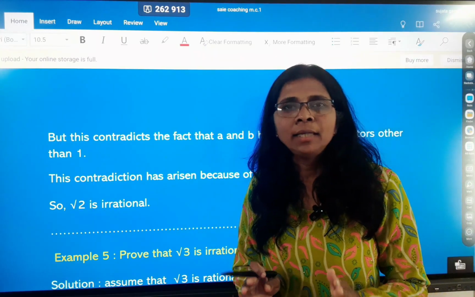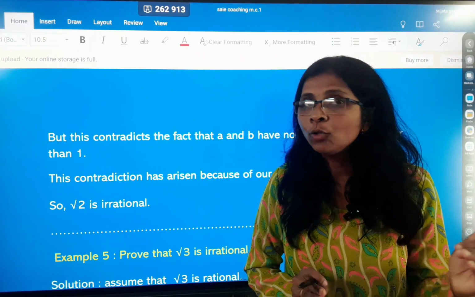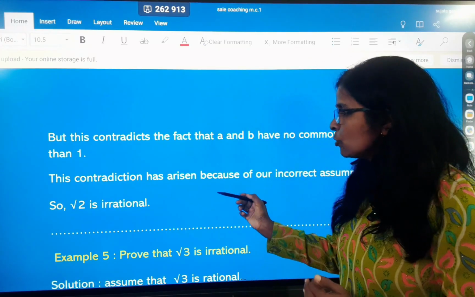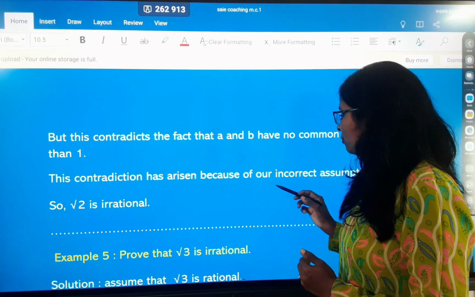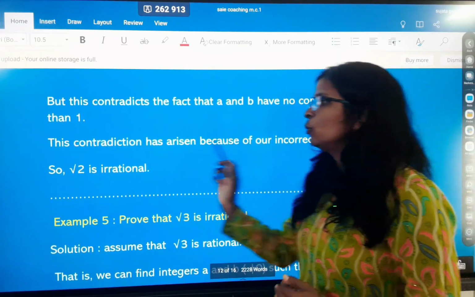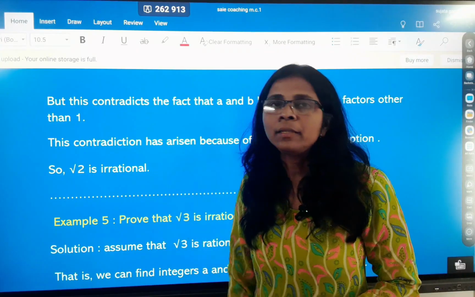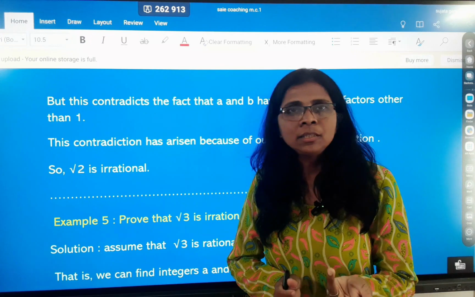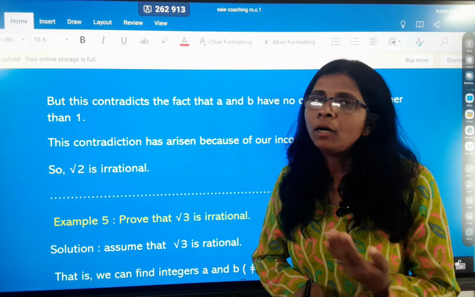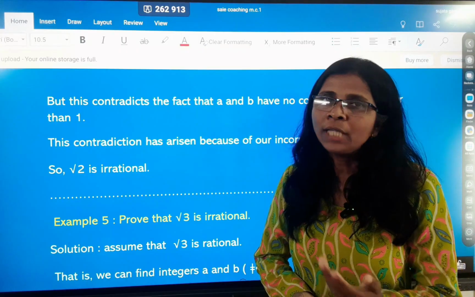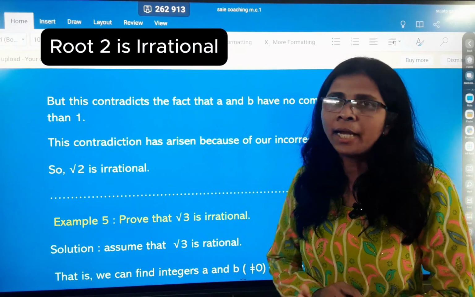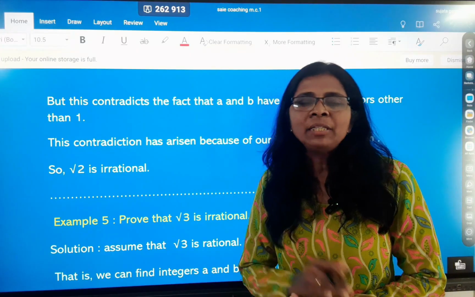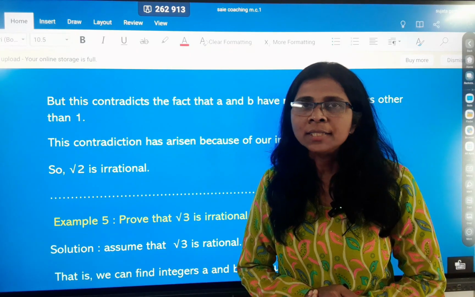A and B have no common factor other than 1 here. So this contradiction has arisen because of our incorrect assumption. So root 2 is irrational. What was the assumption we made? Root 2 is a rational number, but this is a contradiction from our conclusion. So that means root 2 is irrational. Got this point? So with this method we have to solve this problem.